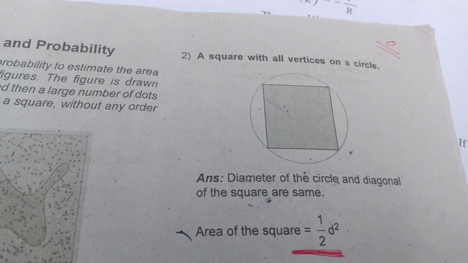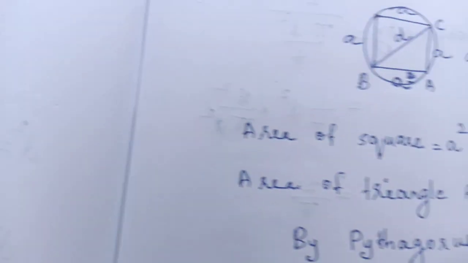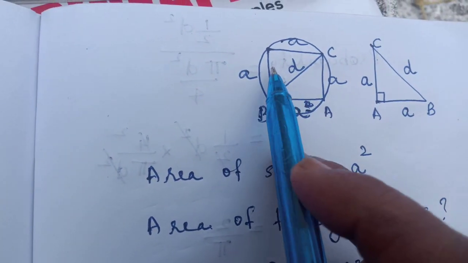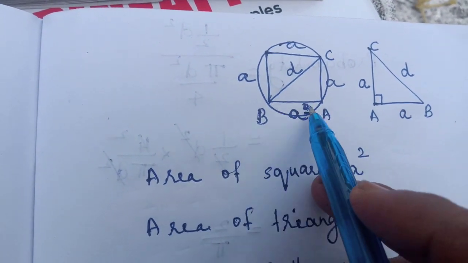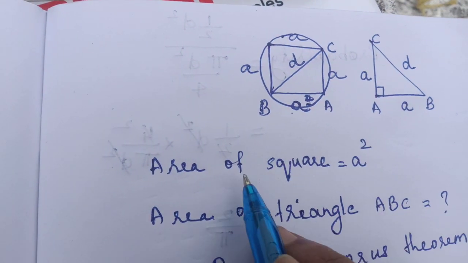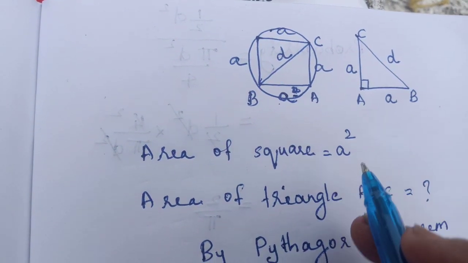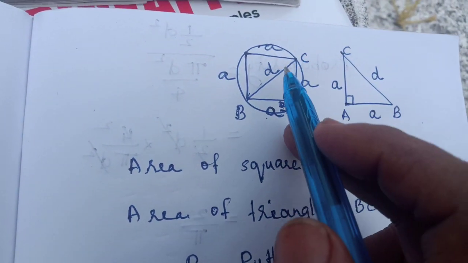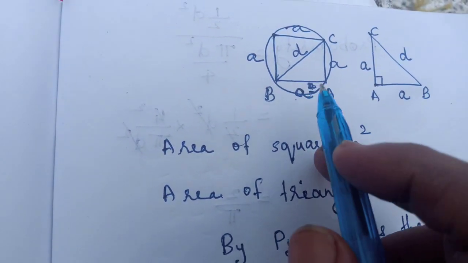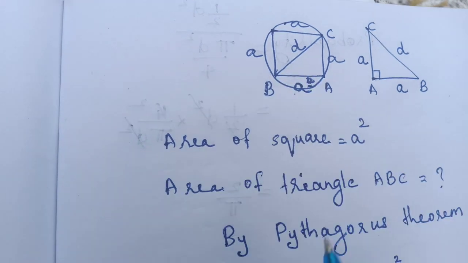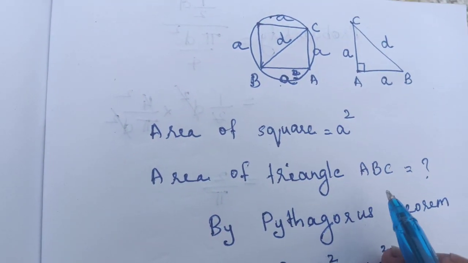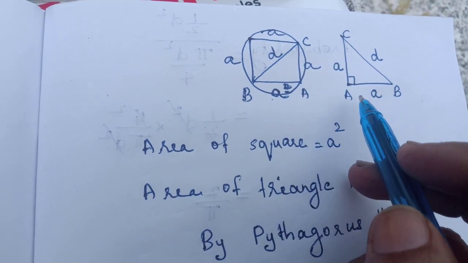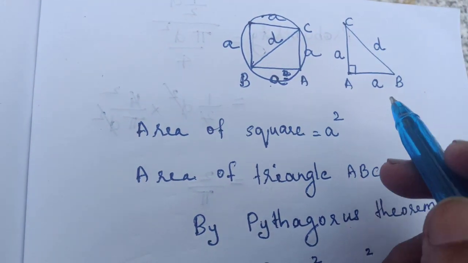First we have to find the area of the square, that everybody knows. This square with side A has area A square. The next one is to find the area of the square with diagonal D, that is, the area of triangle ABC. For that we have to use the Pythagoras theorem.